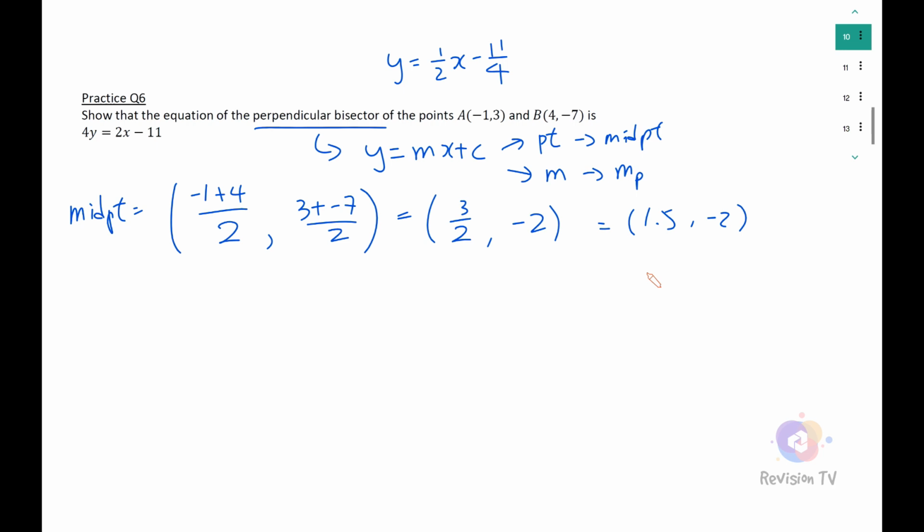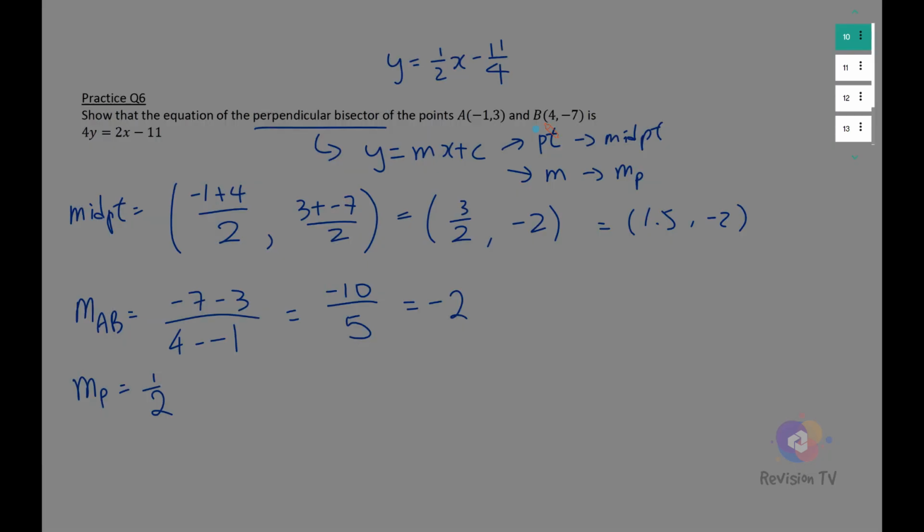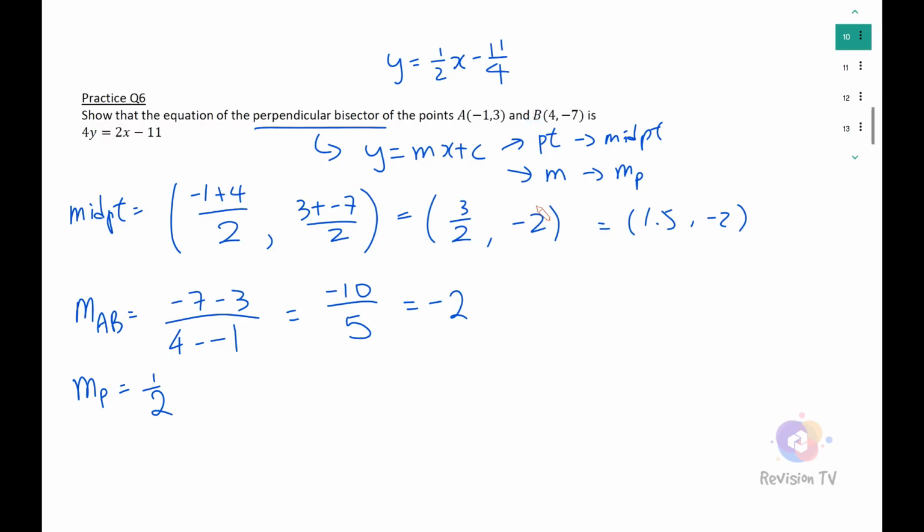Next, you find the gradient for the perpendicular. So first of all, I need to work out the gradient of AB before I can flip it. To work out the gradient of AB, I do minus 7 minus 3, y2 minus y1 over x2 minus x1. Minus 7 minus 3 is negative 10. 4 plus 1 is 5. That gives you minus 2. Therefore, the gradient for the perpendicular line will be a half. It's a negative reciprocal. So these are the two things that we need. We've got a point, and we've got the gradient.